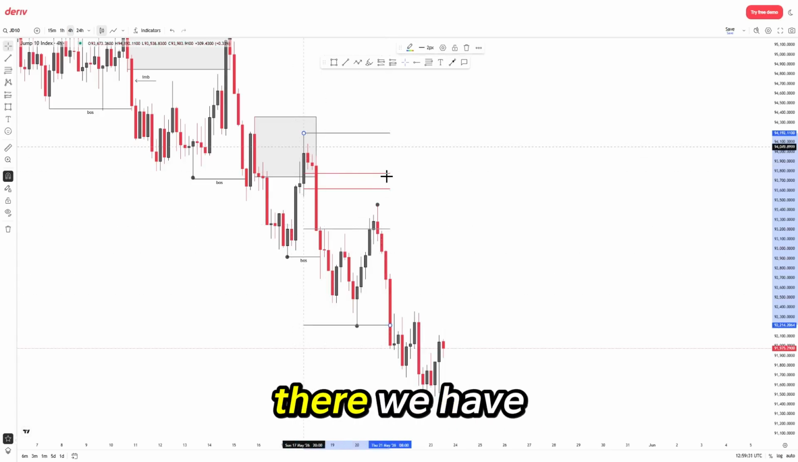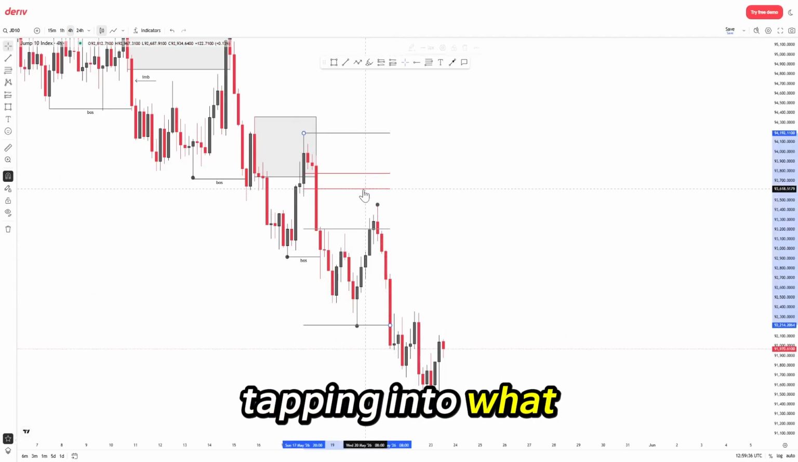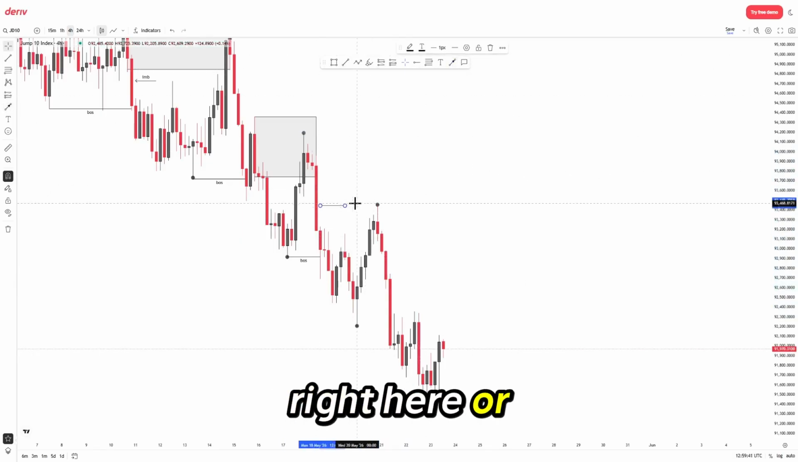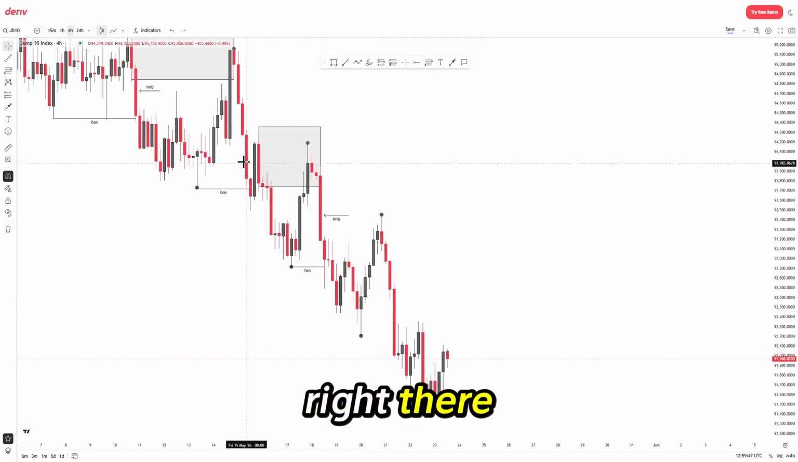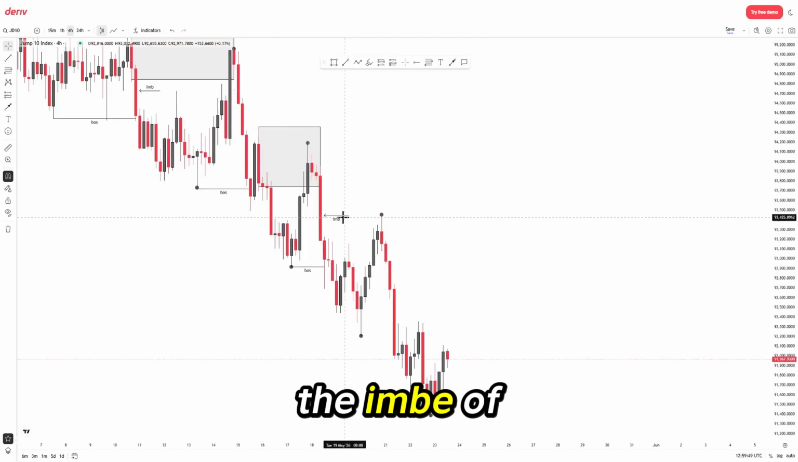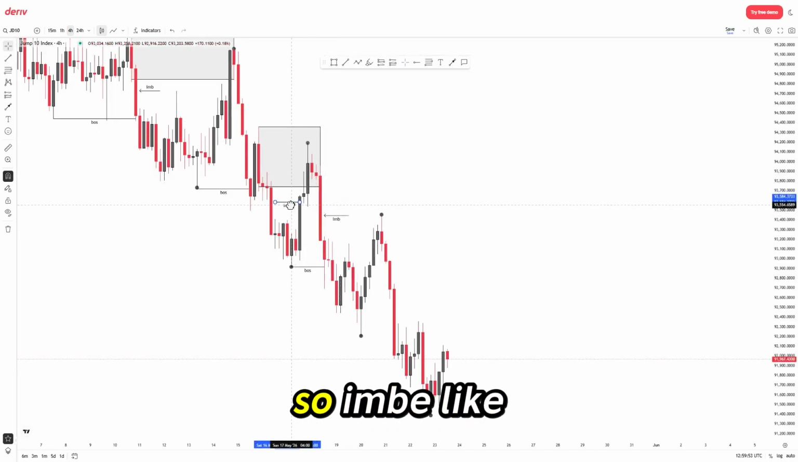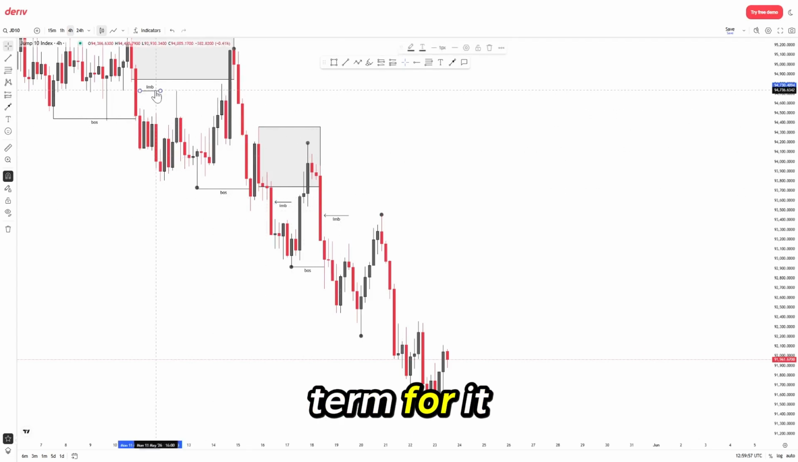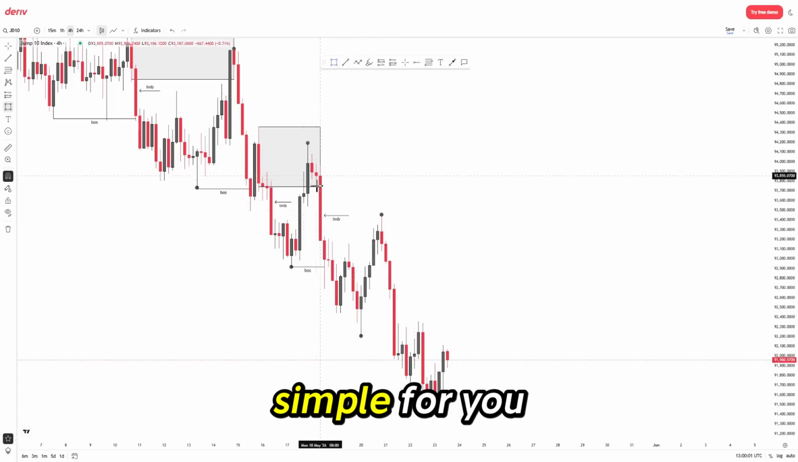So as you can see right there, we have our high, our low, then the 3 candle pullback tapping into what? Our fair value gap right here, fair value gap right here, or the imbalance like I told you. So the IMB below the structure right there, and then around here we also have the IMB, of which I forgot to mark it out. So IMB, like I said guys, is the fair value gap. It's just another term for it, but like I like using the IMB, it's a bit simple for you guys to catch on.